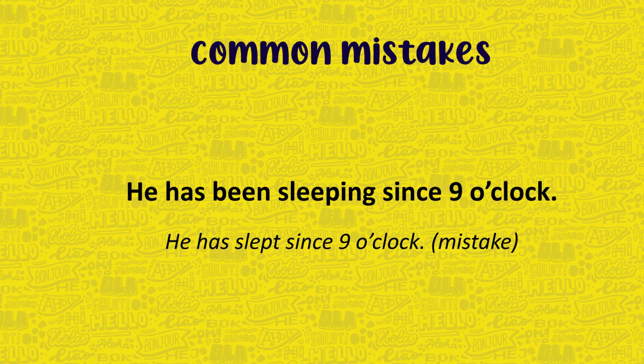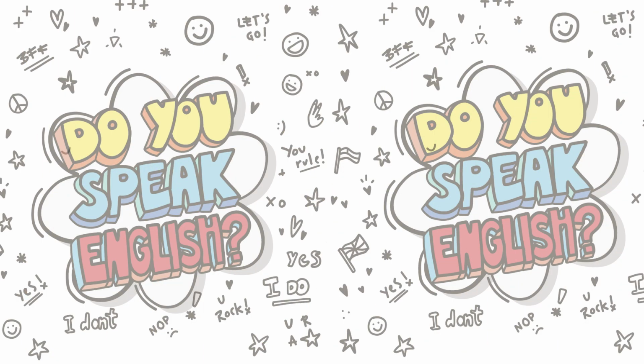Here we have another common mistake. Sometimes we can hear people saying he has slept since 9 o'clock. No, he has been sleeping since 9 o'clock. Till that time, the person has been doing this action until now. This action is still in progress. So that's why we use the present perfect continuous.